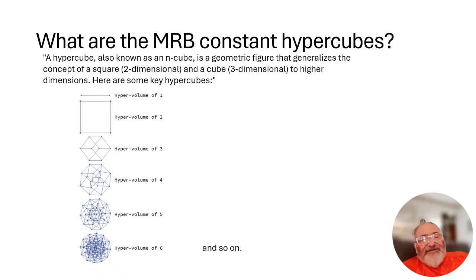A segment with a hypervolume or length of 1, a square with a hypervolume or area of 2, a cube with a hypervolume or volume of 3, a 4-cube with hypervolume 4, a 5-cube with hypervolume 5, a 6-cube with hypervolume 6, and so on.